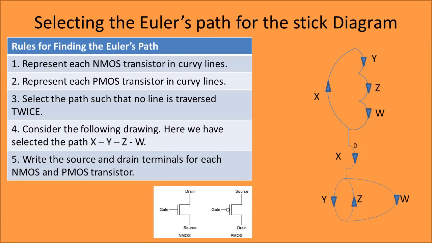The arrowheads also remain the same for the PMOS section, that is from x to y, y to z and z to w. Please label the drain and the source for the NMOS section and the PMOS section. Also notice that the drain and the source for the PMOS are exactly opposite to those of the NMOS. Please see the figure carefully for the labelings of the drain and the source for the NMOS and the PMOS. From the Euler's path, we begin drawing the stick diagram.